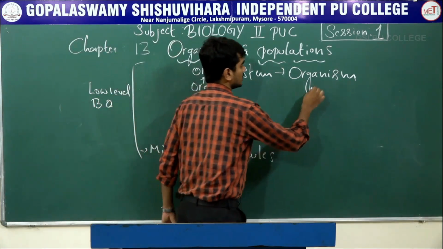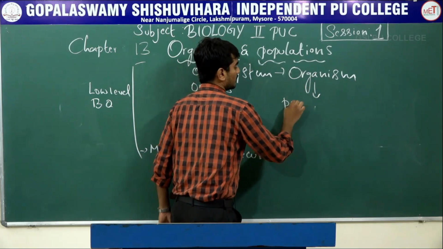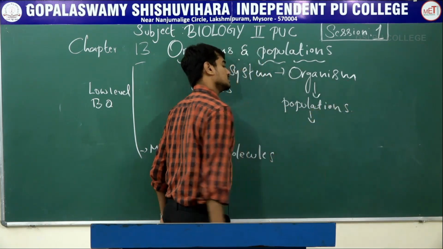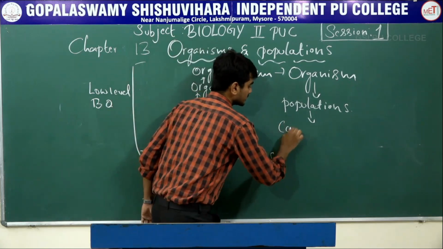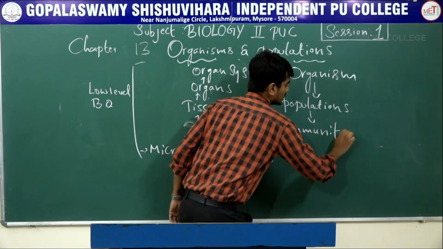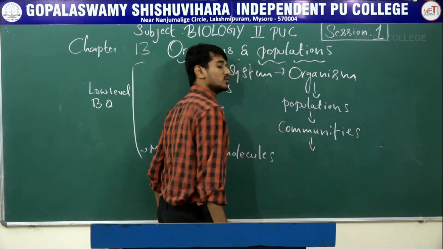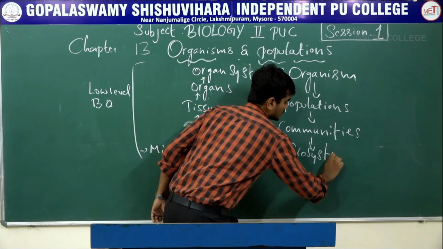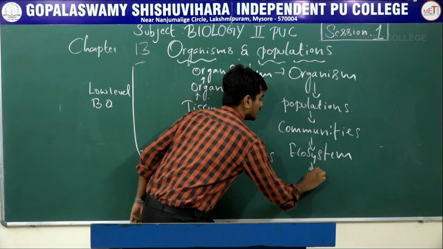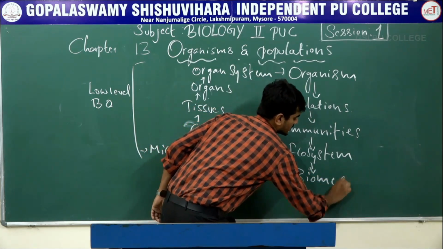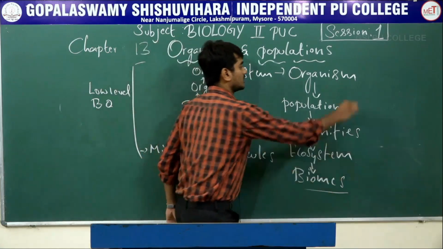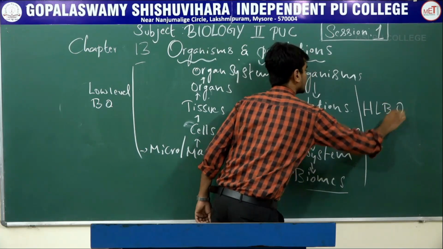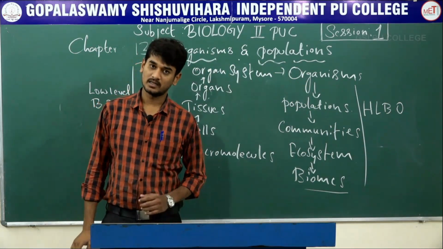Next, organisms form populations. Populations form communities. These communities with the abiotic environment form an ecosystem. This ecosystem forms biomes. After the organism level, that is called the higher level of biological organization.